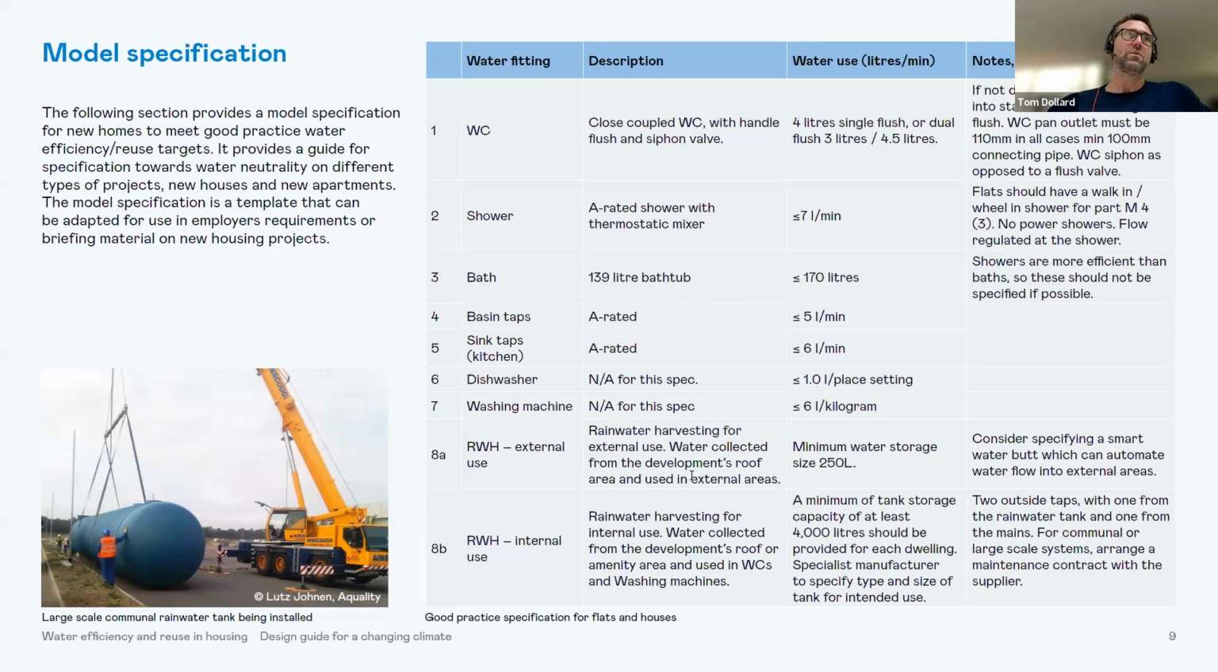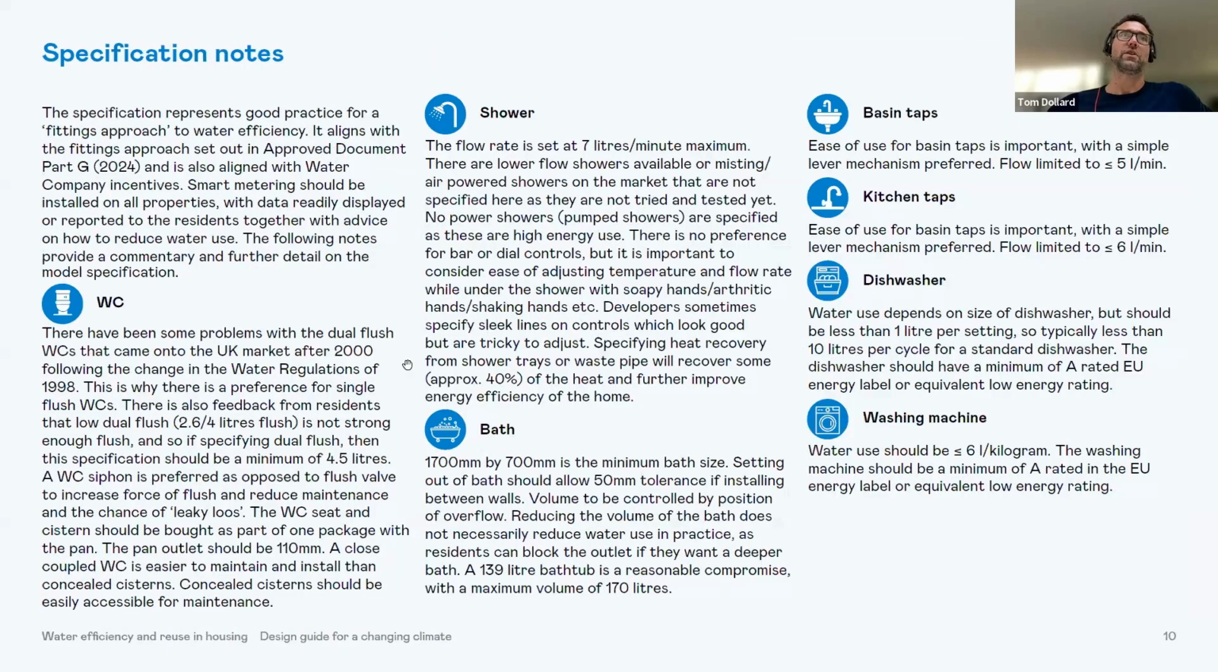It's a template that planners, local authorities, clients, developers, architects, and engineers can use in a specification. I think some of the reasoning behind it is actually very valuable. Why have we gone for these ratings? It is set out in the specification notes here, and you can read through that. There may be some disagreement, but I think this is the value of a guide. It's saying why we have decided to set the bath at this size, or the washing machine at this size, or whatever it is.